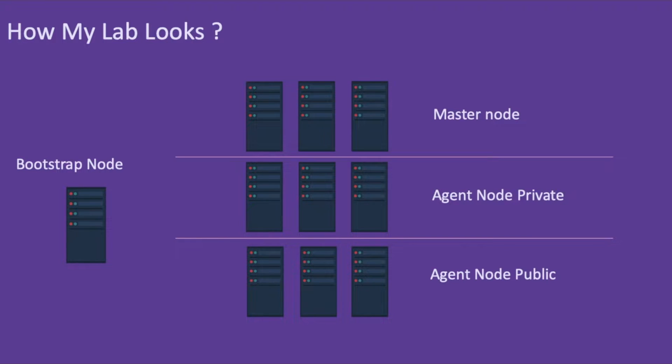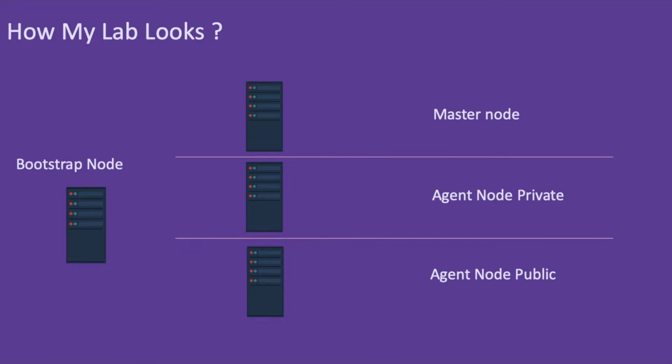Now let's talk about how my lab looks. Generally, I should have one bootstrap node and multiple master and agent nodes. But in my case, I am just having one of each because it's a small lab. I don't have enough resources to run multiple nodes of it. So in my case, I'm just going to have one master and two agent nodes.